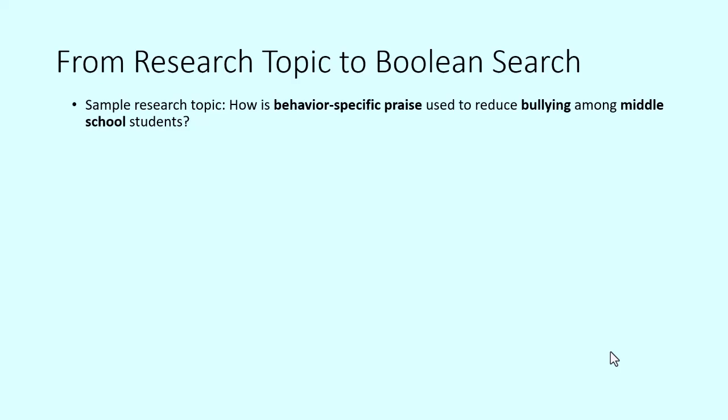How do you make a Boolean search using things like AND or OR? Let me give you one Boolean search phrase. A Boolean search uses the word AND. Notice also that I took this keyword, or this concept of behavior specific praise, and put it in quotation marks because it's more than one word. Bullying is just one word, so I put that here. Then we need to capitalize this operator called AND. This means that every article that will show up, or every book in the database, has to have both of these terms in them.